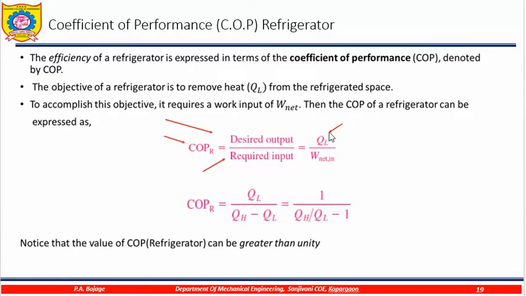Now what is the desired output? It is the heat at the lower temperature than the atmospheric temperature, what we call QL. That is the refrigerating effect. And the input is the work input, electrical work input. So in simple words, what is the input? QH minus QL, that is heat at higher temperature minus heat at lower temperature. When you simplify this equation, you will get the COP of the refrigerator this way. Now please remember, this can be greater than unity.